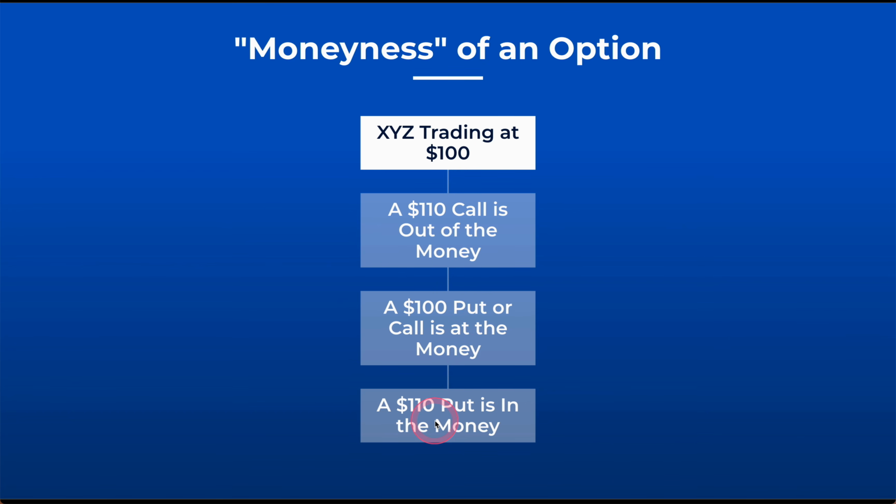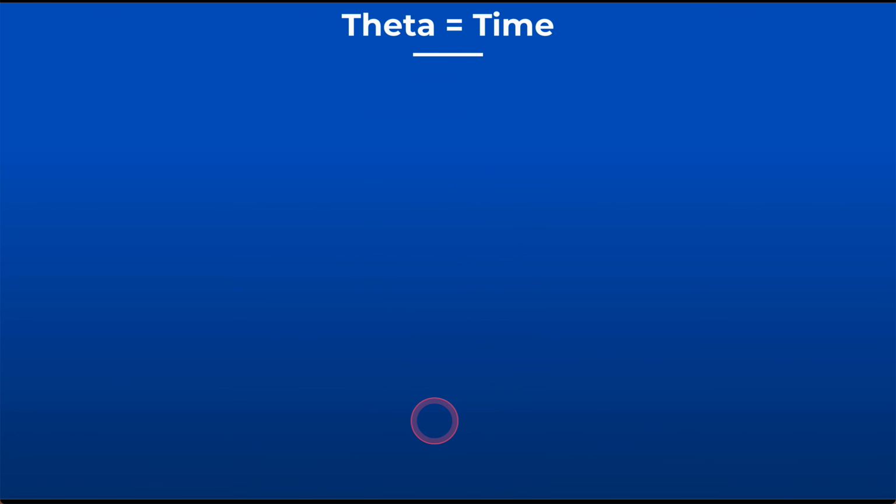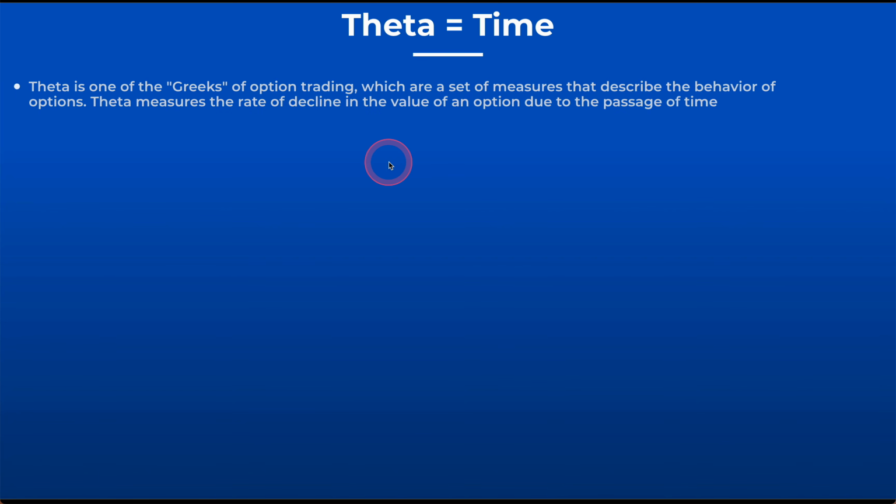...110 put is in the money, to help just drive that point home. So now let's talk a little bit about theta specifically. Much like I said, delta equals direction, I think of theta equals time, okay? Now, theta also has a volatility component to it, and we'll get to that when we start studying Vega in one of the future videos. But for right now, just theta equals time.